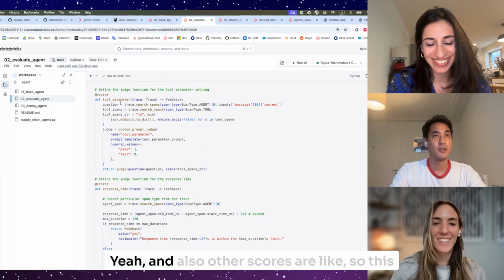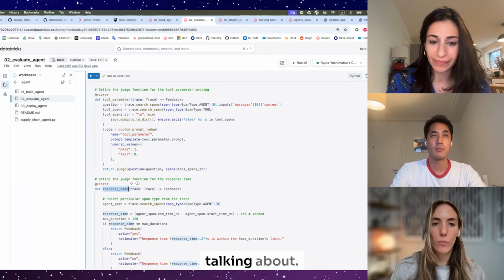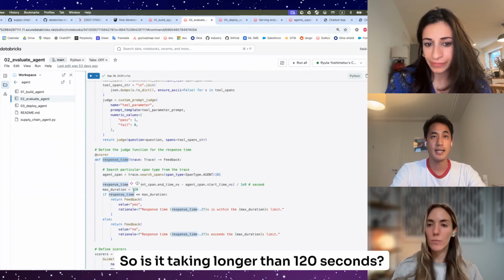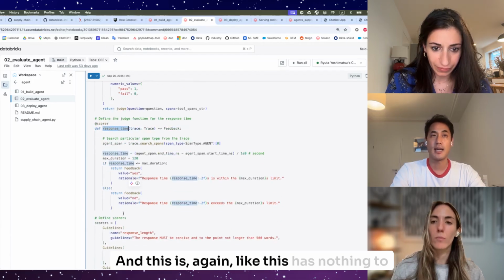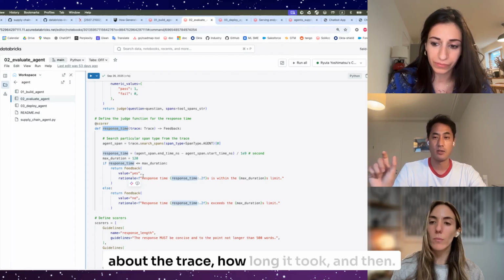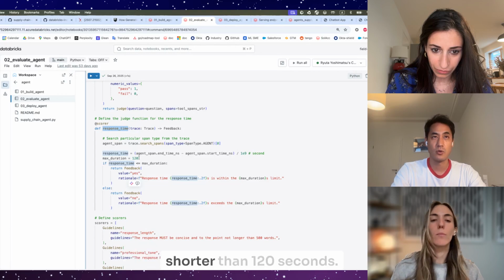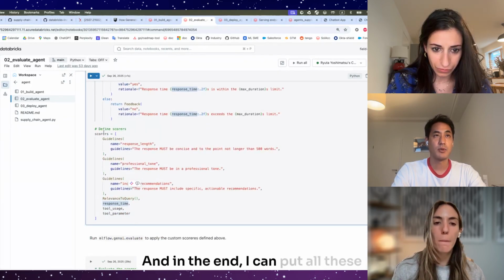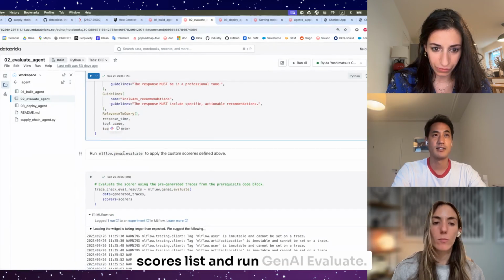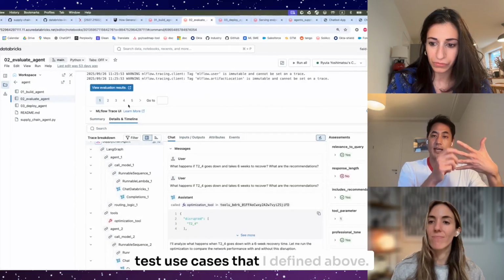Yeah. And other scores are like, so this is the tool parameter score that I was just talking about. And here is the response time. Is it taking longer than 120 seconds? Yes or no? And again, this has nothing to do with an LLM. It's just looking into the meta information about the trace, how long it took, and defining a logic to say whether it was longer or shorter than 120 seconds. Nice. And in the end, I can put all these guidelines and my custom scores into the scores list and run GenAI Evaluate. And that would produce results for the 5 test use cases that I defined above.